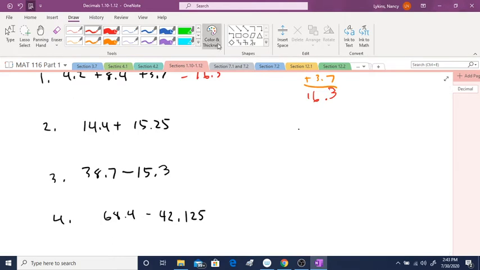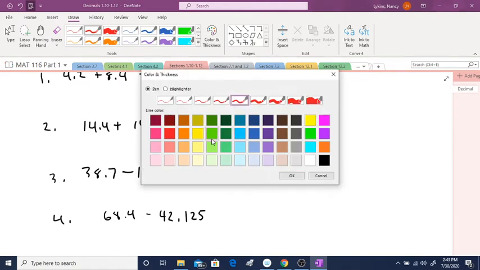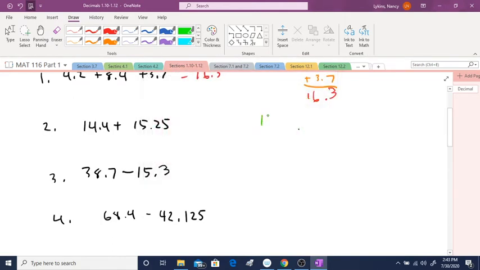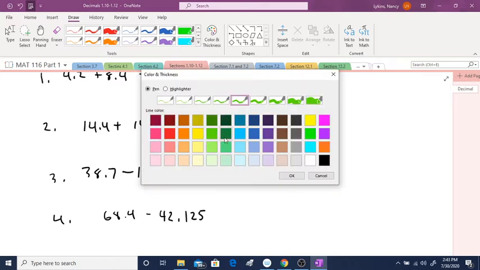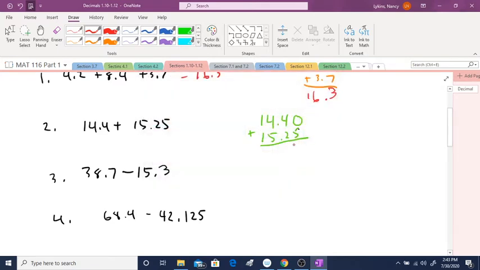Okay, take a look at this one. I like demonstrating it because I do 14.4 and I do 15.25 and I add them. Well, the 15.25 has more numbers, so you can always put a 0 to take a place. So now we can add these up, and that is 65, and that's 29. So 29.65.